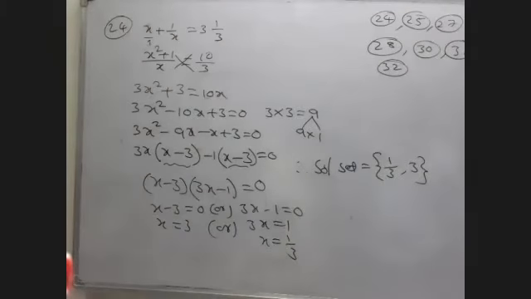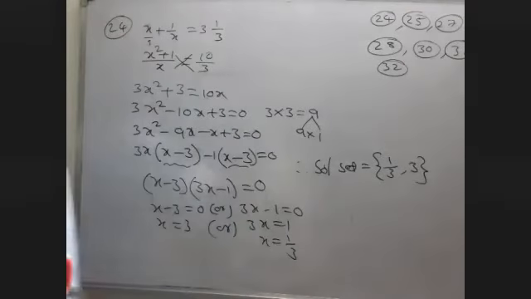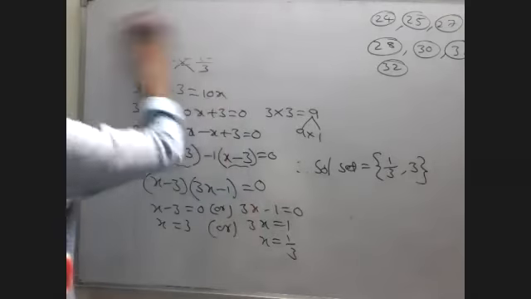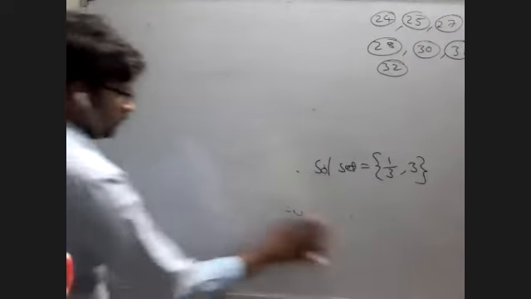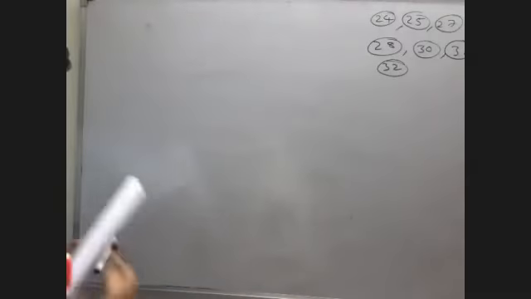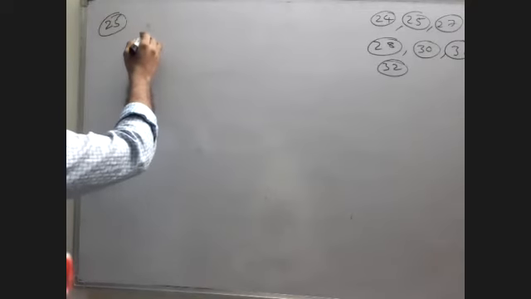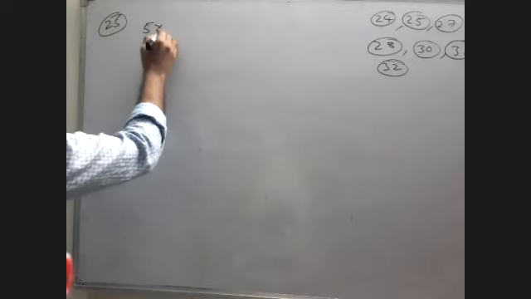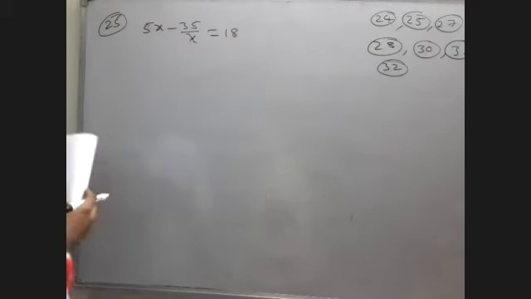Yeah, now question number 25. We have to solve question number 25. I'm writing the question. Question number 25 is: solve 5x minus 35 by x is equal to 18.